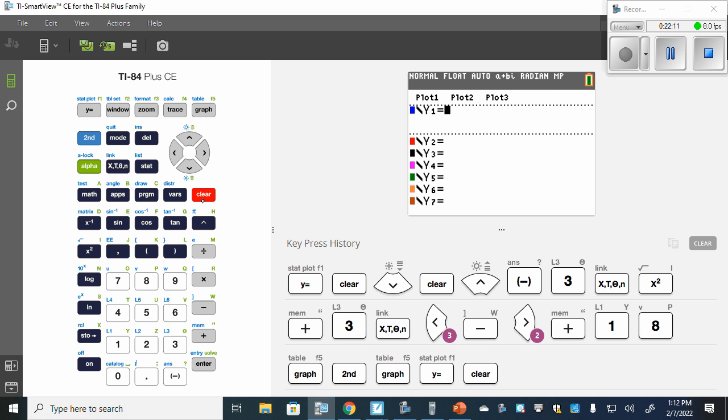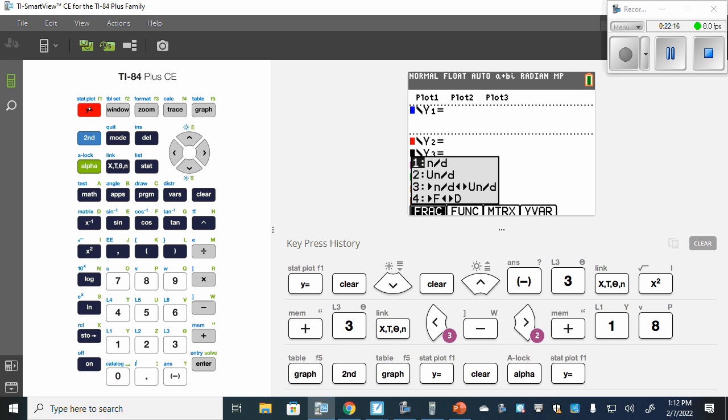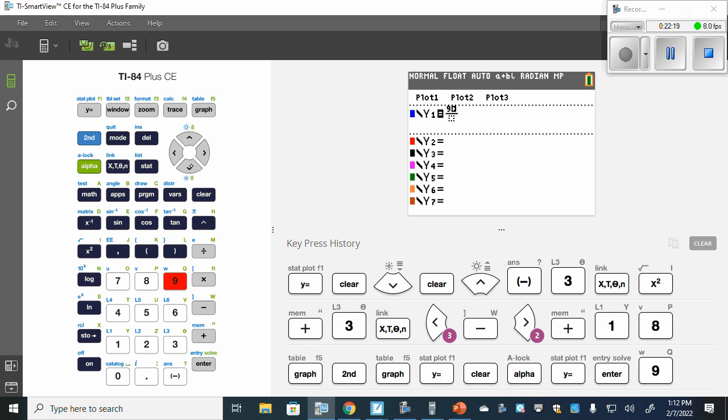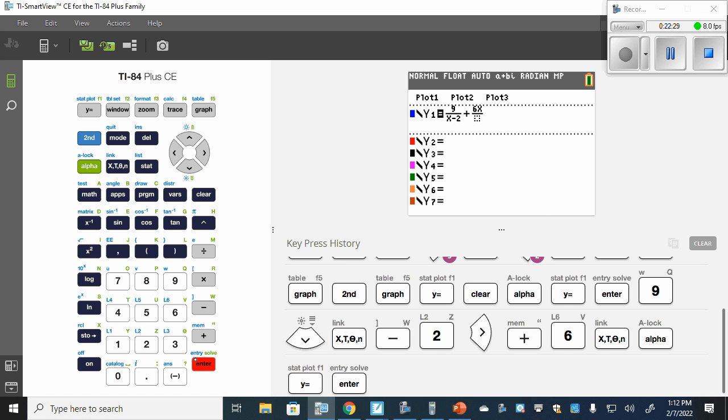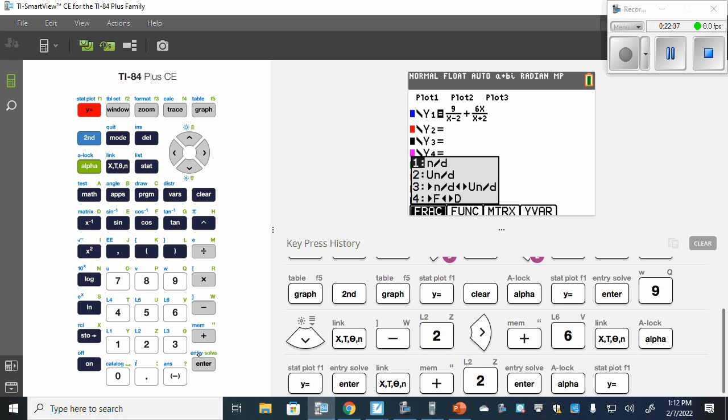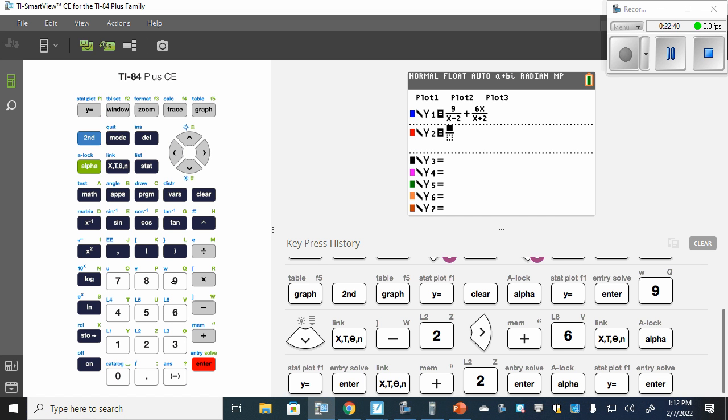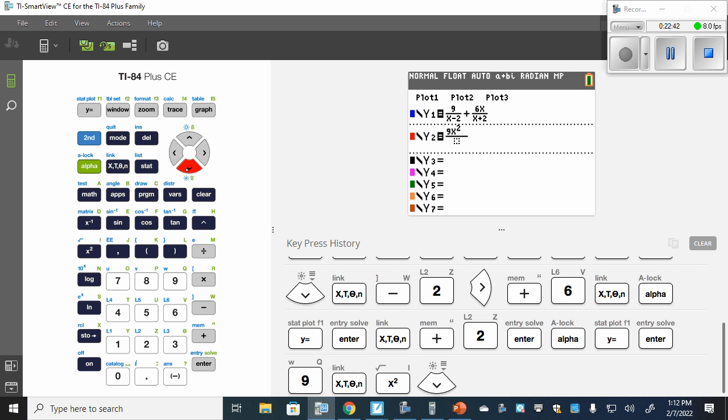it is possible to do this, but it is a little tricky, because the last thing we solved was what? Alpha y equals, enter, 9 over x minus 2 plus 6x, alpha y equals, enter, over x plus 2. Alpha y equals, enter, 9x squared over x squared minus 4.